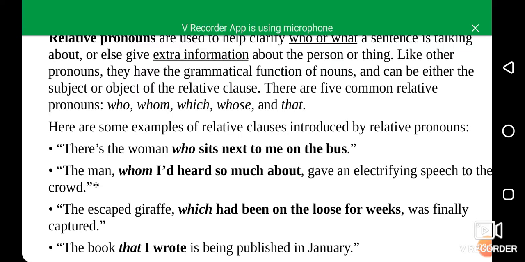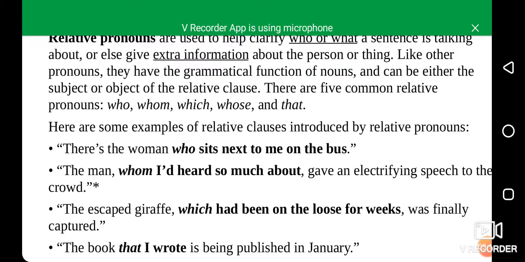As I already told you, in relative clauses, relative pronouns are used, and they are used in the beginning of a dependent clause. Who, whom, which, whose, that. Here are some examples of relative clauses introduced by relative pronouns.